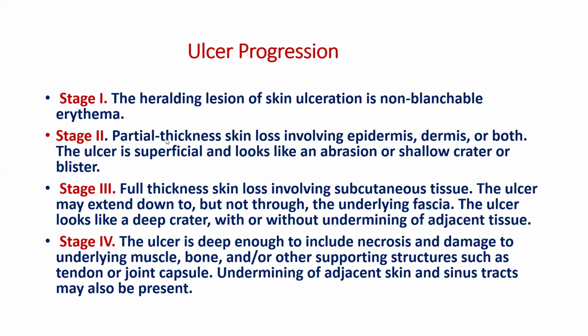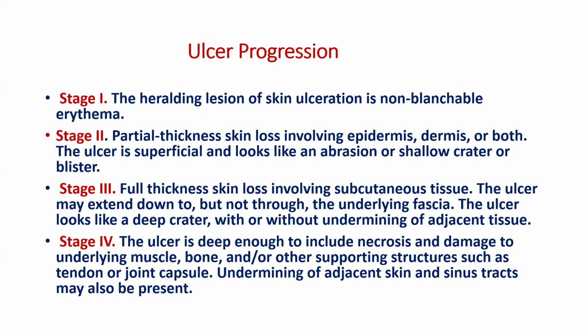Stage 2 is a partial thickness skin loss involving epidermis, dermis, or both. The ulcer is superficial and looks like an abrasion or shallow crater or blister. Stage 3, full thickness skin loss involving subcutaneous tissue. The ulcer may extend down to, but not through, the underlying fascia. The ulcer looks like a deep crater with or without undermining of adjacent tissue.